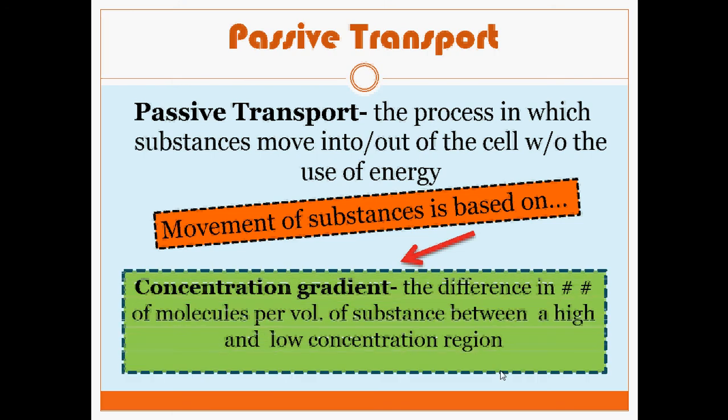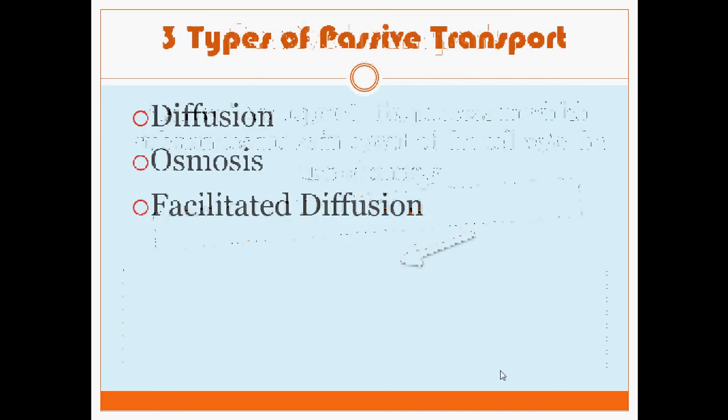Now, this definition is a little wordy. It says the difference in the number of molecules per volume of substance between a high and a low concentration region. What this is saying is you've got one area that has a lot of molecules, we call that high concentration. We've got another area with very few molecules, we call that low concentration. And that causes this gradient, or this difference between the high and the low. And what you're going to see is that the molecules are going to move from the high part to the low part, trying to even them out, give it that equilibrium.